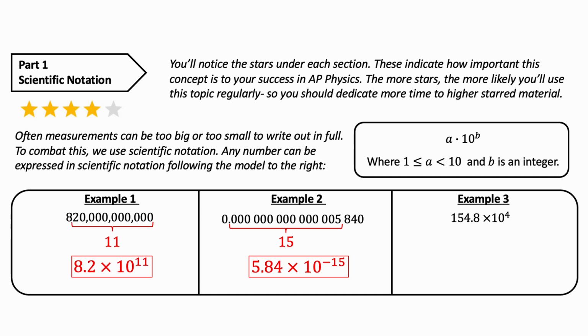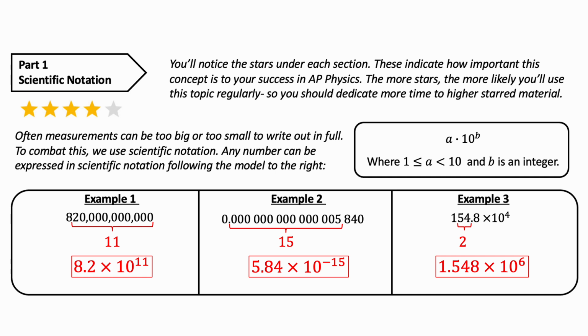Finally, in example 3, we have a number that almost looks like it's in scientific notation, 154.8 times 10 to the 4, but the number in front is not between 1 and 10. It is bigger than 1, but also bigger than 10. So we still need to move that decimal 2 spaces over. We end up with 1.584, and then we add those 2 spaces that we moved to the already existing 10 to the 4, and so we get 10 to the 6.